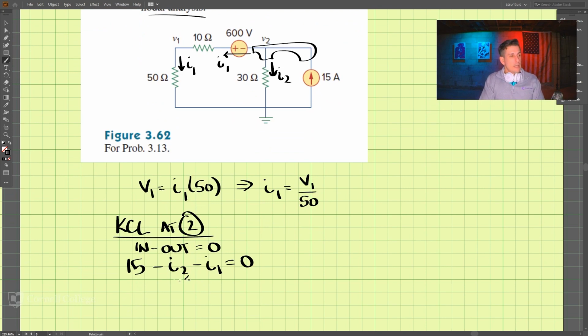And I2 here can be written as V2 divided by 30. So let's make that substitution: V2 divided by 30. And I1, we already said, was V1 divided by 50. That's this up here. And we set that equal to 0. Well, we really only have this one equation, and we have two unknowns in it. So how do we solve this?